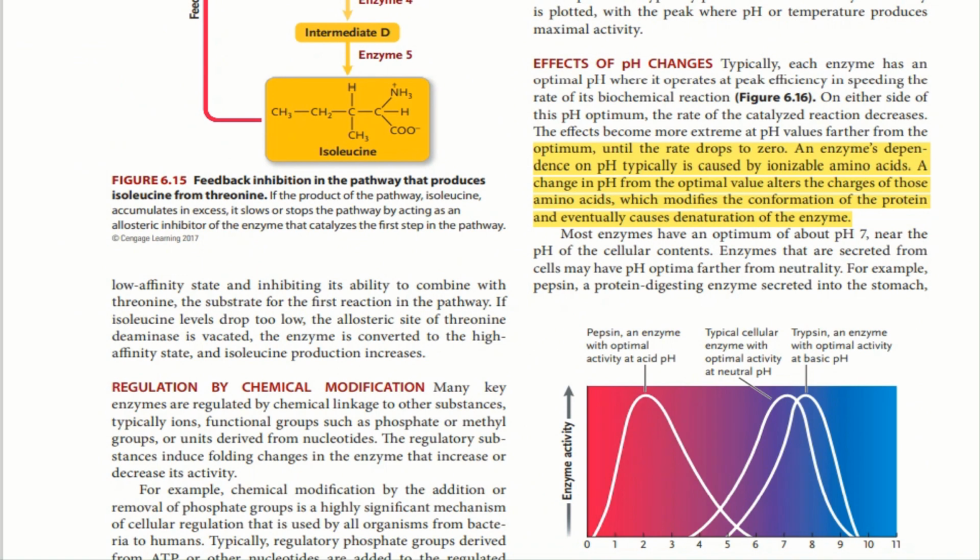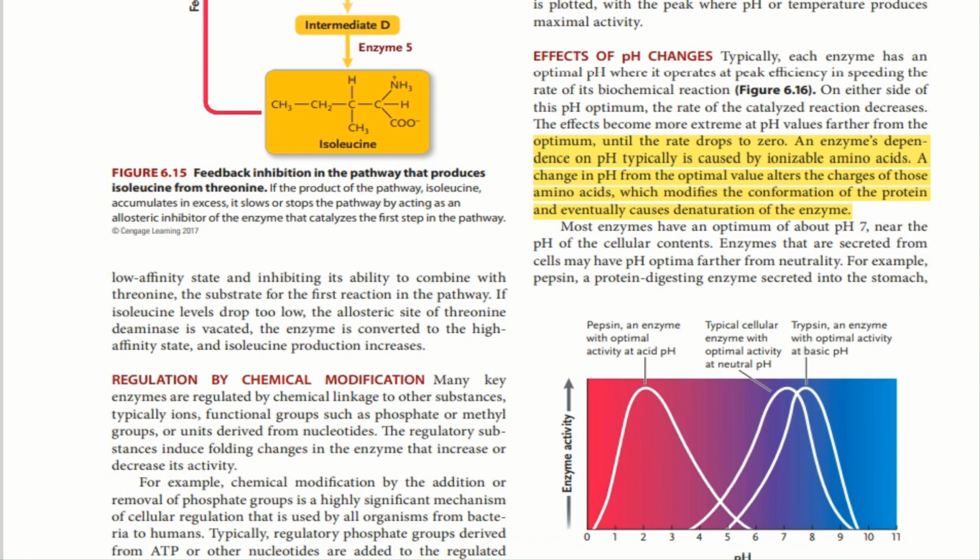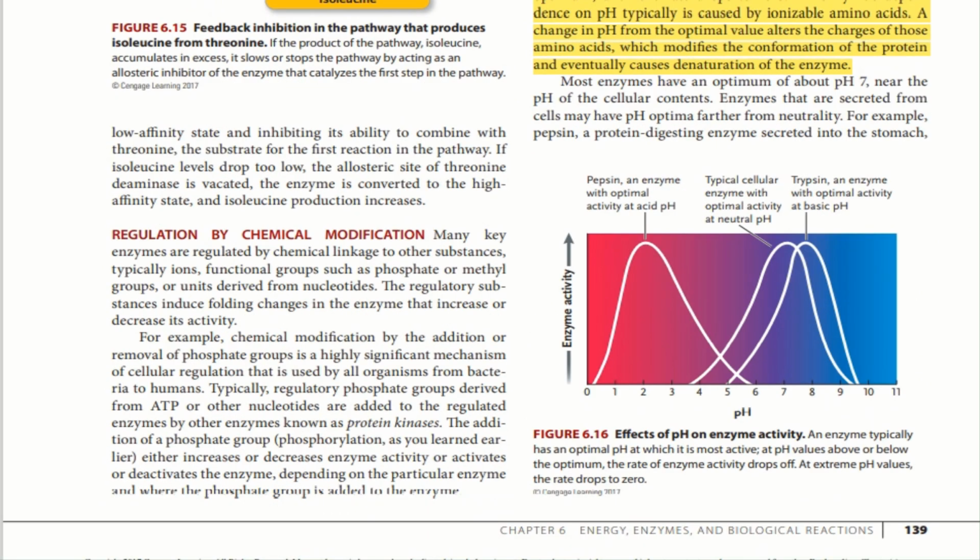Regulation by chemical modification. Many key enzymes are regulated by chemical linkage to other substances, typically ions, functional groups, and a phosphate or methyl group or a unit derived from a nucleotide. The regulatory substance induces a folding change in the enzyme that increases or decreases its activity.